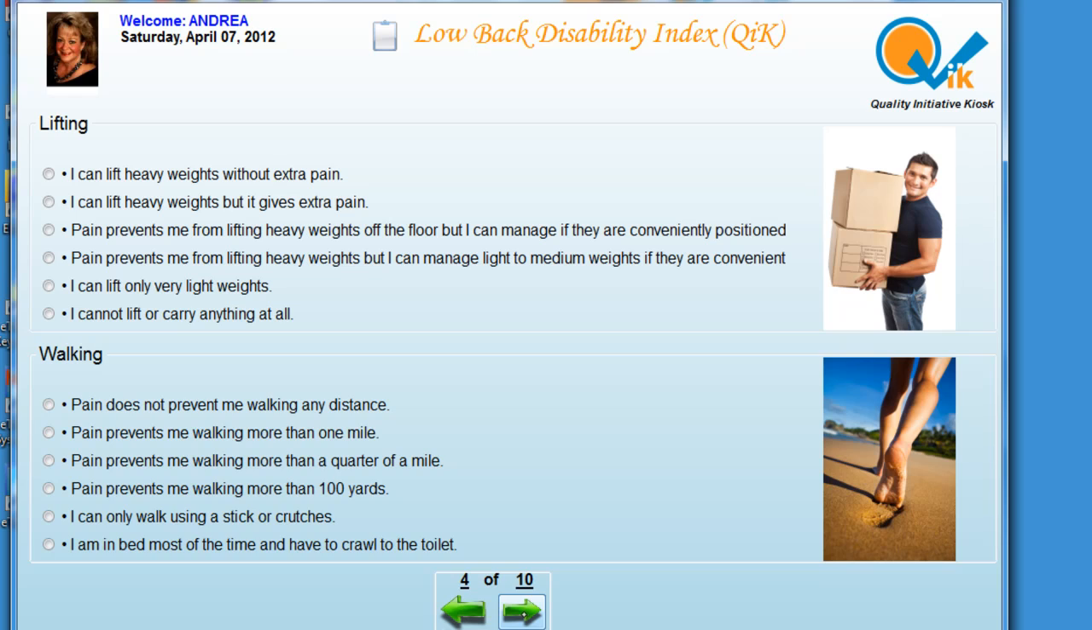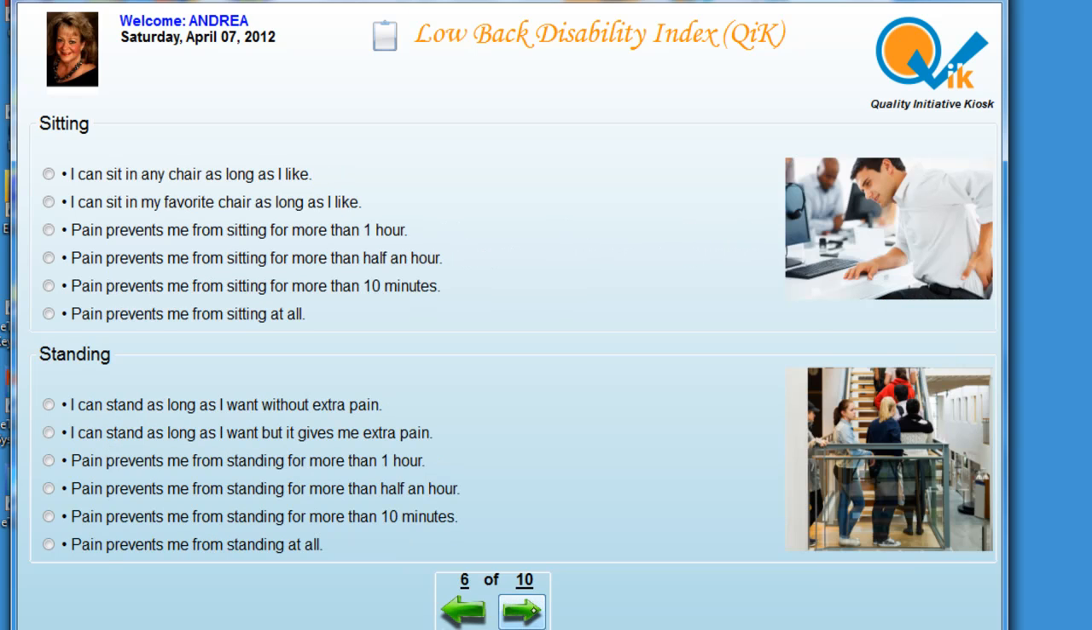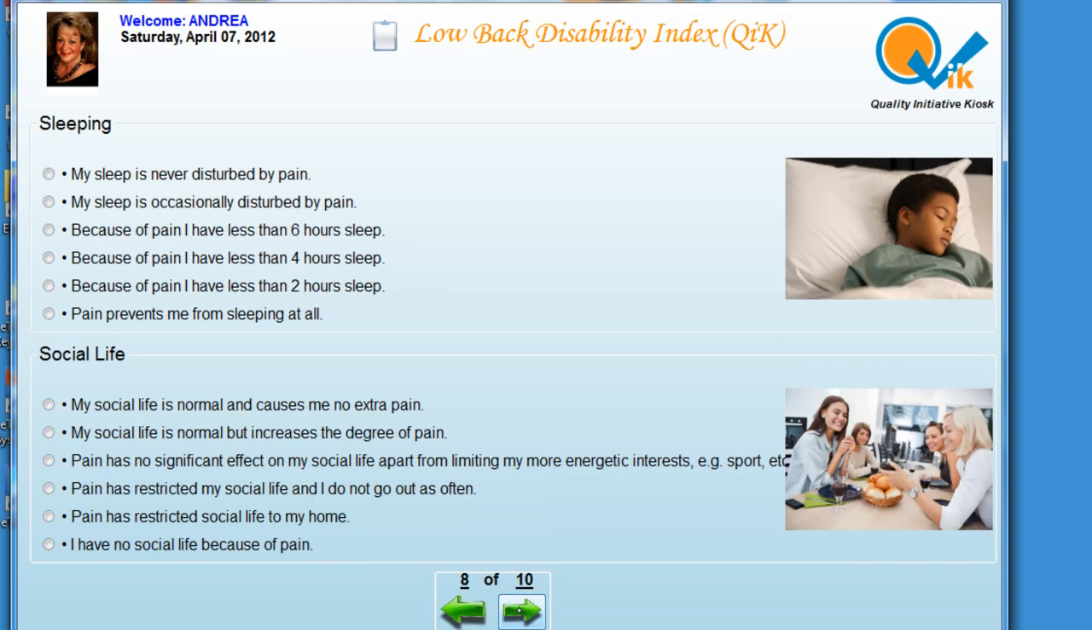QIK is used to easily gather the subjective complaint of a patient on a per-visit basis, as well as consistently and accurately deliver various outcome assessment tools, which are then automatically uploaded into ChartTalk, as well as scored and graphed for analysis. QIK was built to help providers participate in various quality reporting programs, such as PQRS and the NCQA's Low Back Pain Recognition Program. Watch as the Low Back Disability Index form is completed. I will then show you how this data is then imported and reported into ChartTalk.